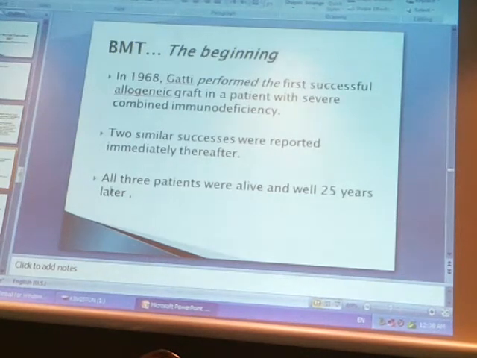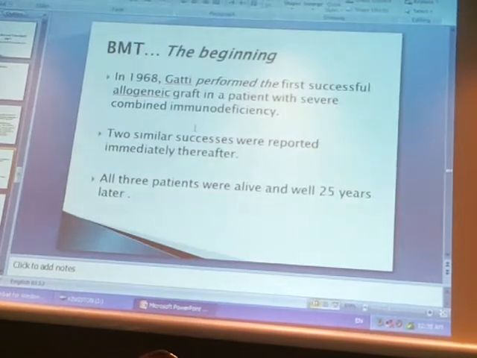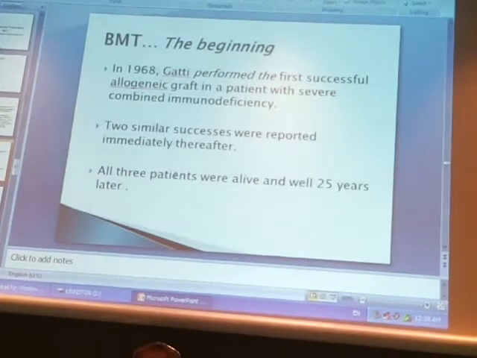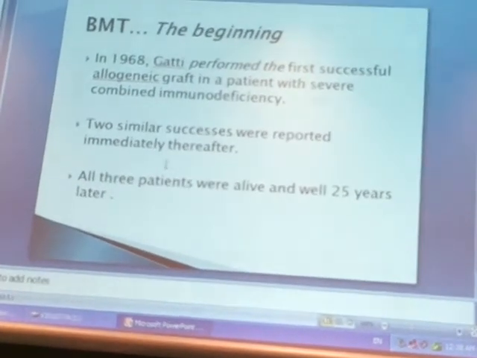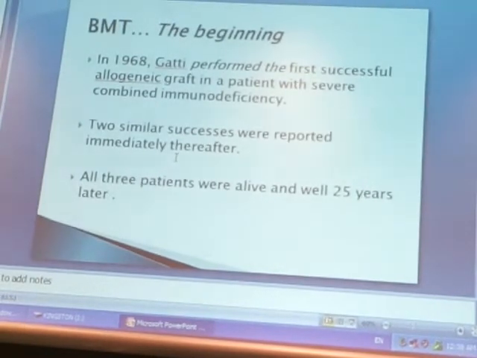Okay, and then they started trying many types of transplants for curing diseases. And they had some success stories. In 1968, a person whose name is Gatti started the first successful allogeneic transplant in a patient with a benign condition, not in a malignant condition. And successfully, and the patient died later on.